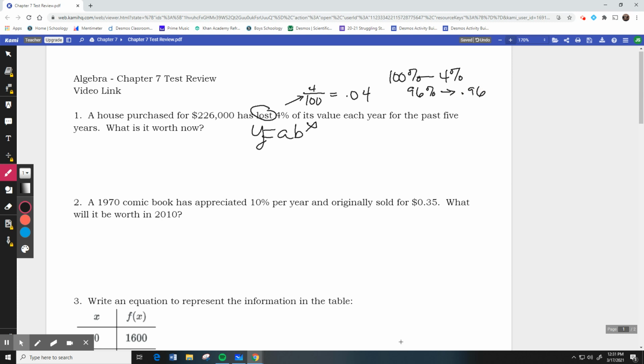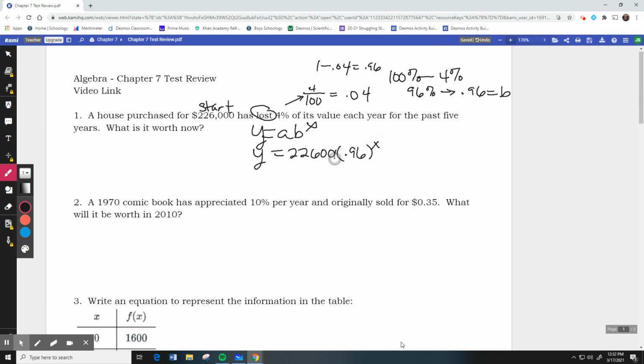So if we convert that to a decimal, we get 0.96. The other way you can think of it is 1 minus 0.04 that we found here, which is also 0.96. This is our multiplier. This is our B value. So then we have y equals our A value, which is the amount we start with. Whatever amount we start with, that's our A value. So then we have 226,000 times 0.96 to the x power. That's just our general equation.